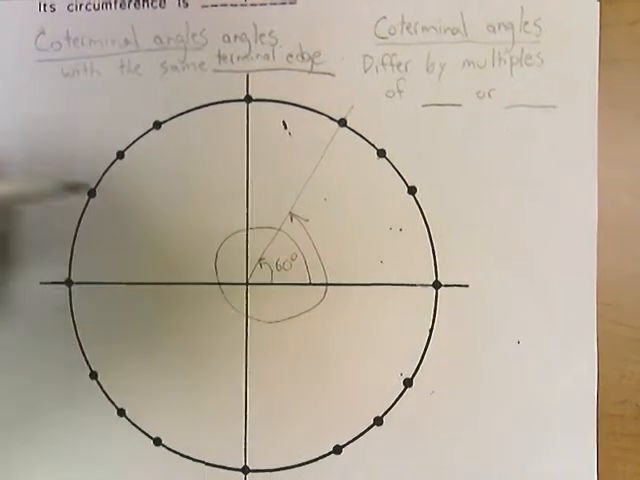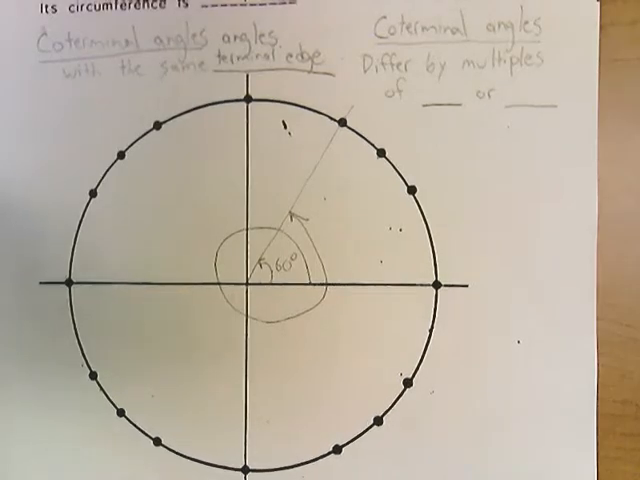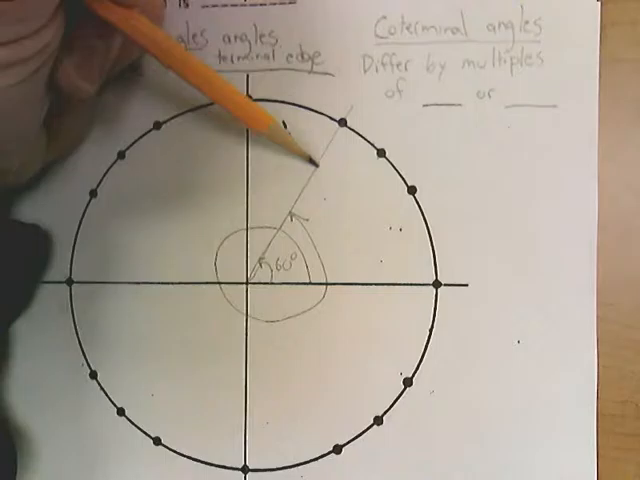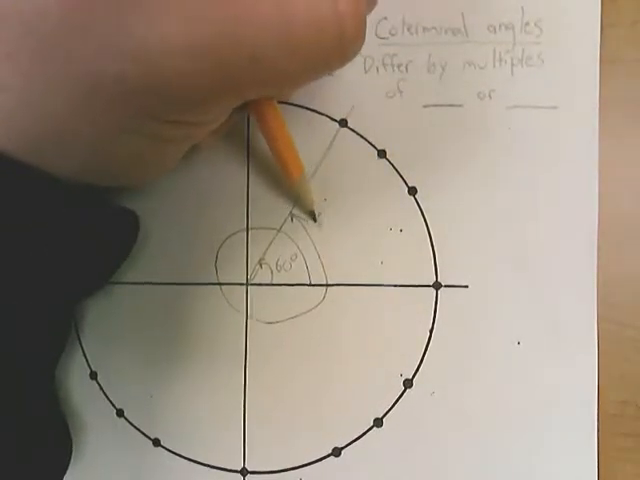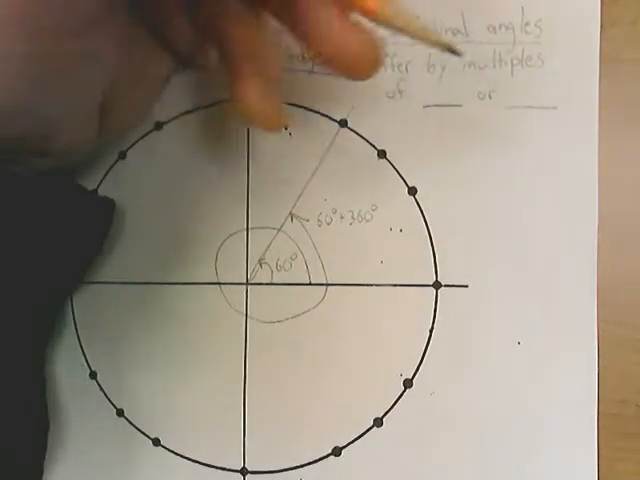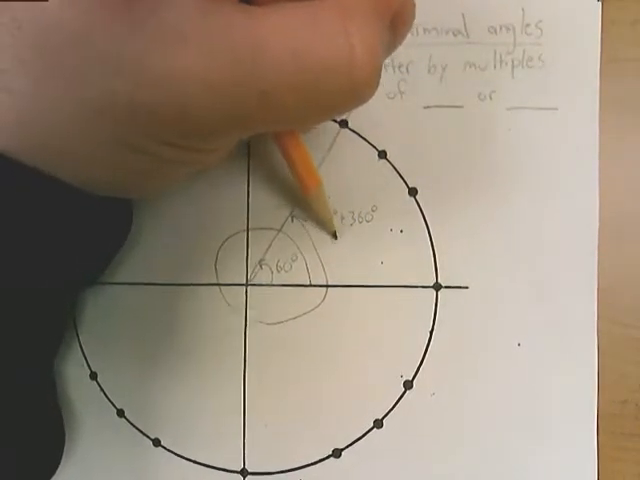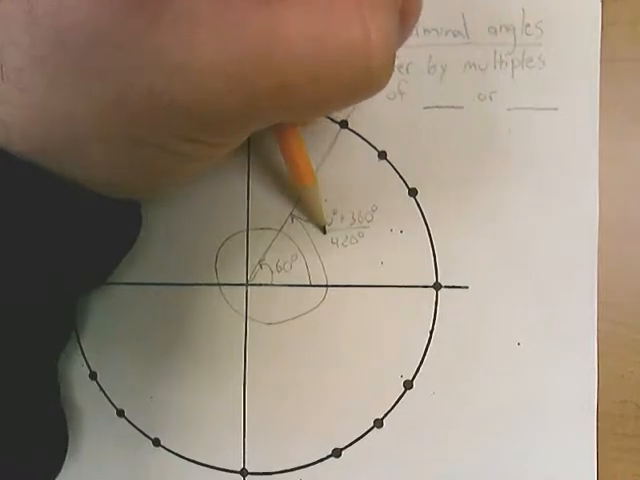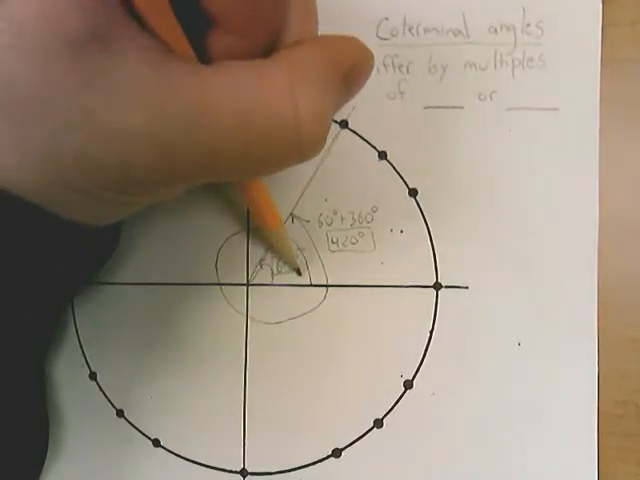Just like the hands of the clock, at 8 in the morning or 8 in the afternoon, they look like they're in the same position. The terminal edge of the angle that is 60 degrees plus 360 will be in the exact same position. So a 420-degree angle is said to be coterminal with a 60-degree angle.